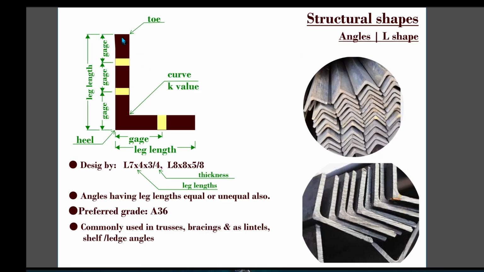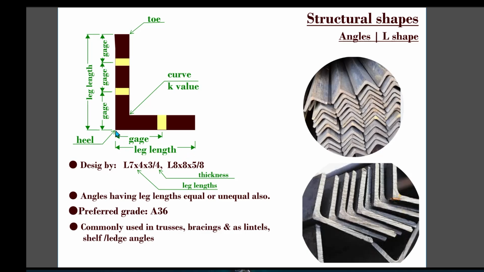This angle has two legs. This dimension represents the leg length. This is a vertical leg and another is a horizontal leg. These two dimensions represent the leg lengths.